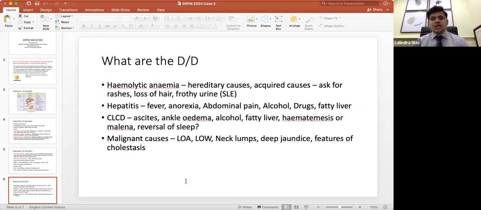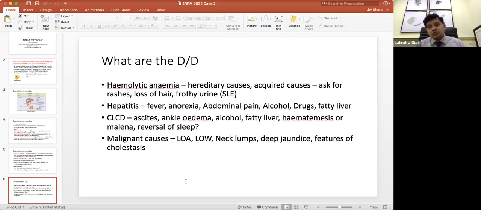So what are the differential diagnoses, guys? What are the differential diagnoses that you got? Yeah. So as I told you before, hemolytic anemia, that is before reaching the liver, indirect or unconjugated hyperbilirubinemia. So medical jaundice. It's due to hemolysis, hemolytic anemia. So hereditary causes can be there, like hereditary spherocytosis, thalassemias. Then there can be acquired causes of hemolysis like SLE.